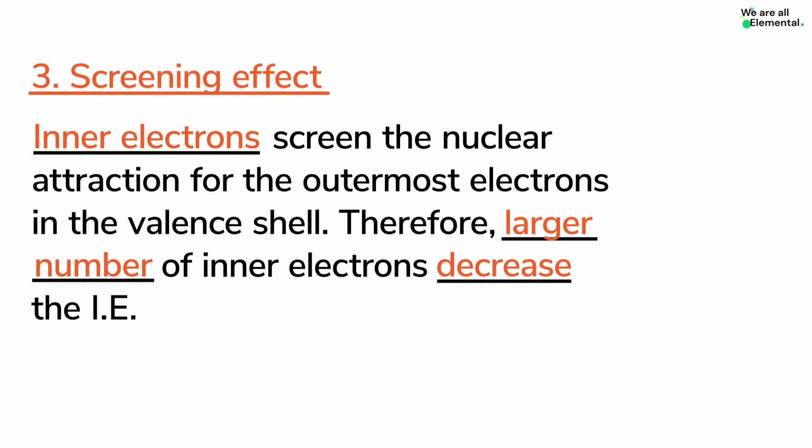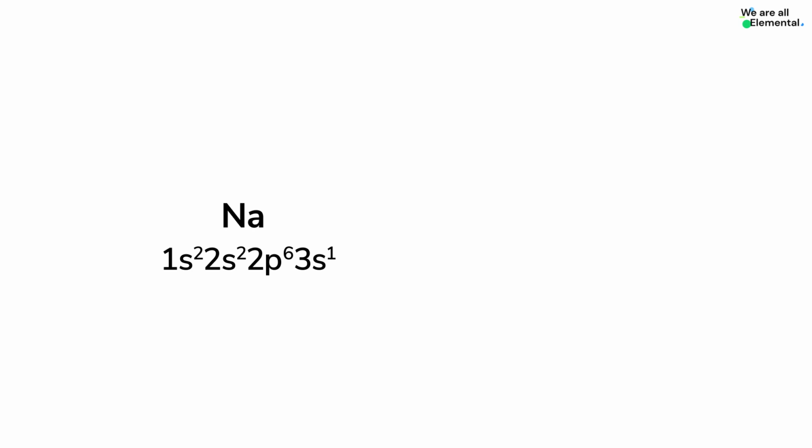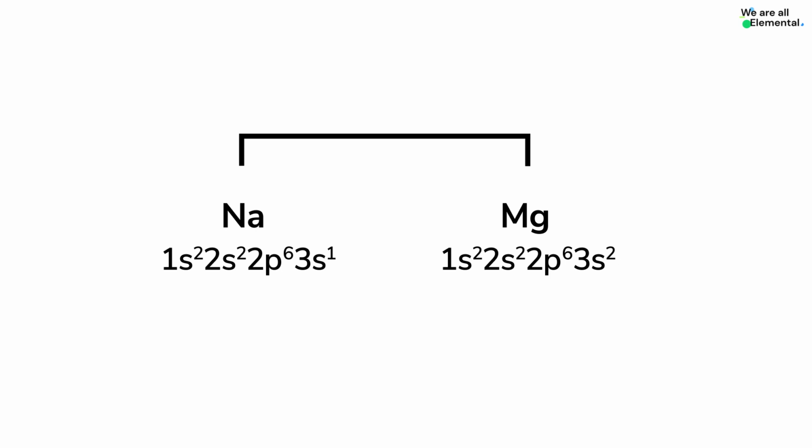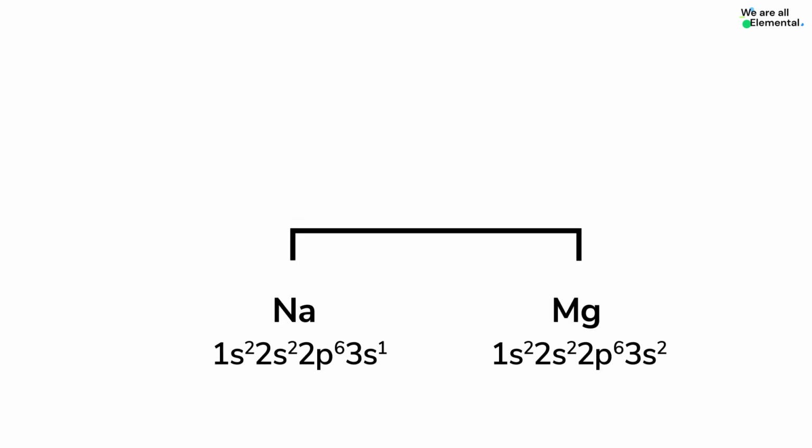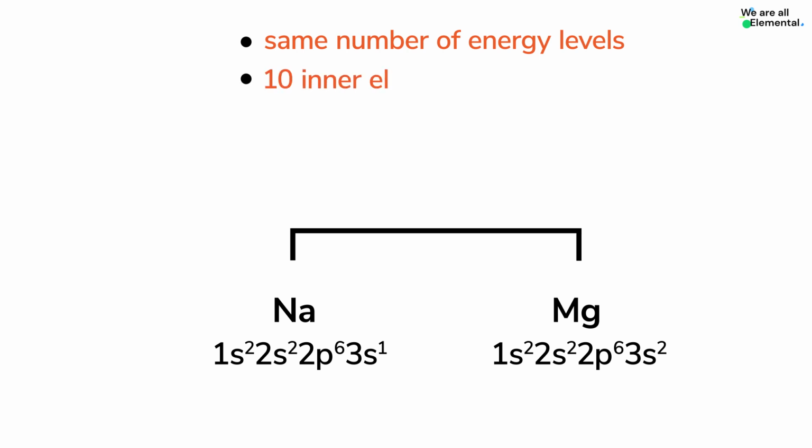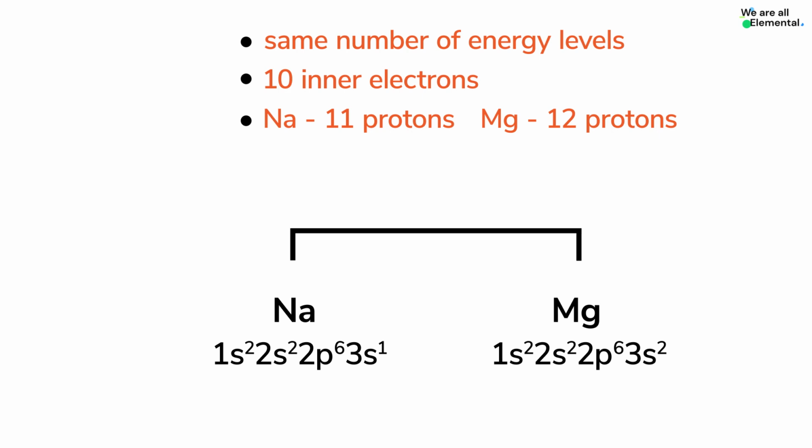So, for example, if you compare the ionization energies of sodium and magnesium, and here's the electron configuration, you'll see that sodium and magnesium both have the same number of energy levels, that is 3 each. They both have 10 inner electrons. That is the 1s2, 2s2, and 2p6. And sodium has 11 protons and magnesium has 12 protons.